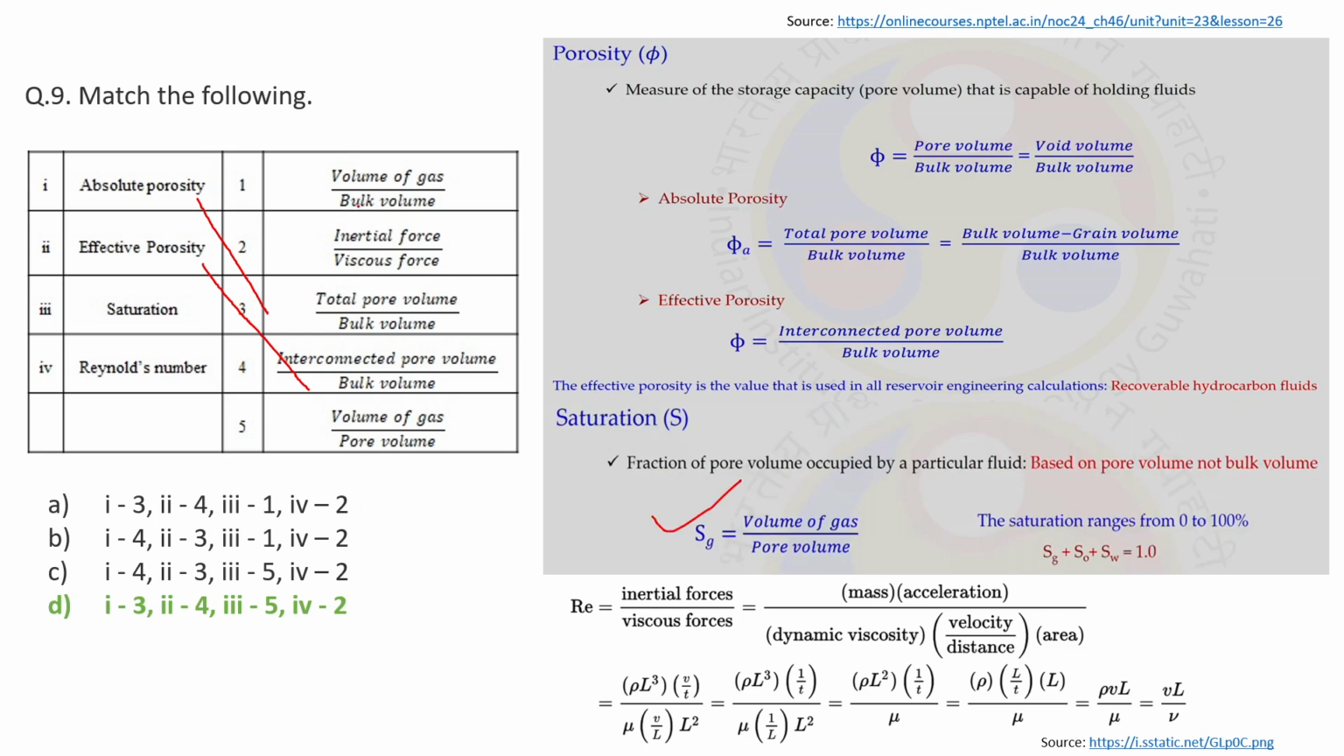If we find which one we have to match, option 5 is the one which says volume of gas divided by pore volume. So we found all three. Now it talks about Reynolds number. Reynolds number we all know is the inertia force divided by viscous force, and from that you can see here how the final equation of Reynolds number is obtained. Whenever asked, the basic definition of Reynolds number is the inertial force divided by the viscous force, that is option 2. So by matching these, we can see option D is the correct one.